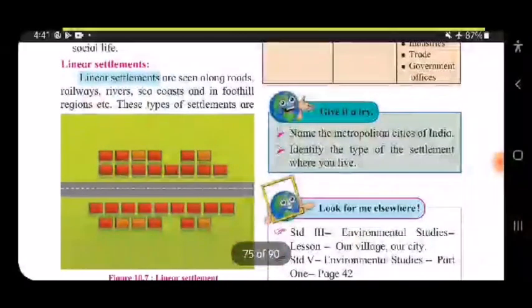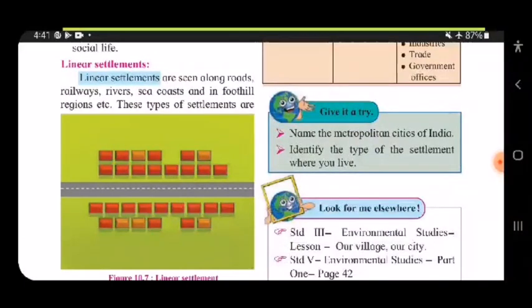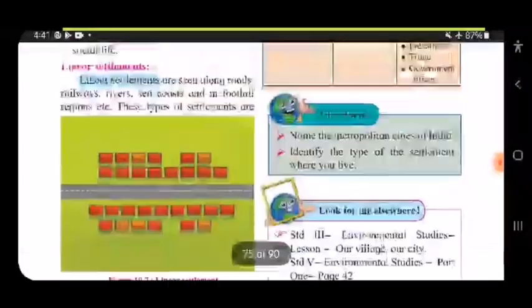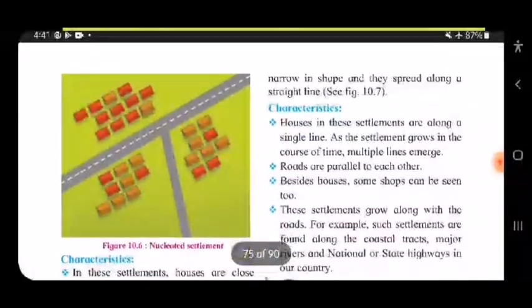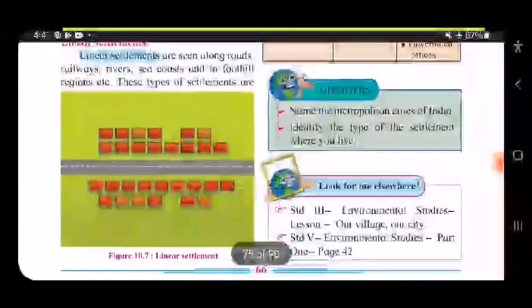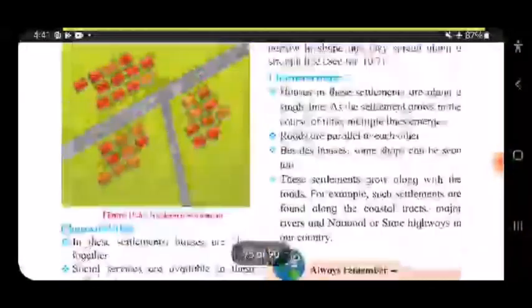Next, we'll move on to linear settlement. Linear settlement is where the houses are very close to the road. Linear settlements are seen along roads, railways, rivers, sea coast and in foothill regions, etc. These types of settlements are narrow in shape and they spread along a straight line. You can see they are in a straight line, all the houses.